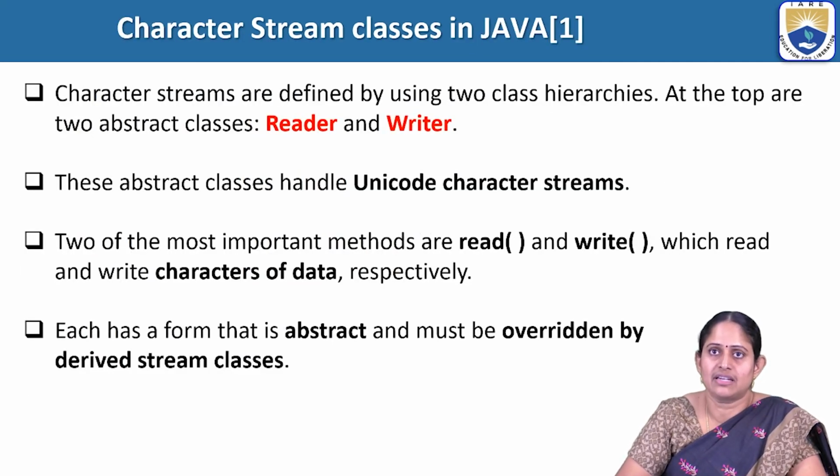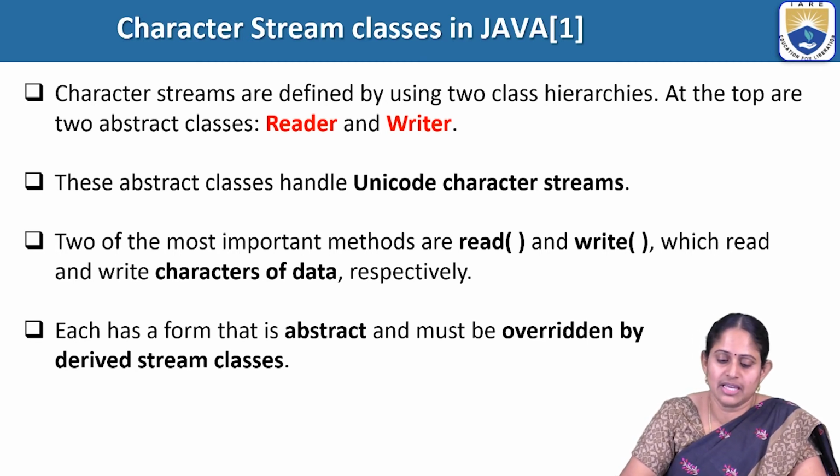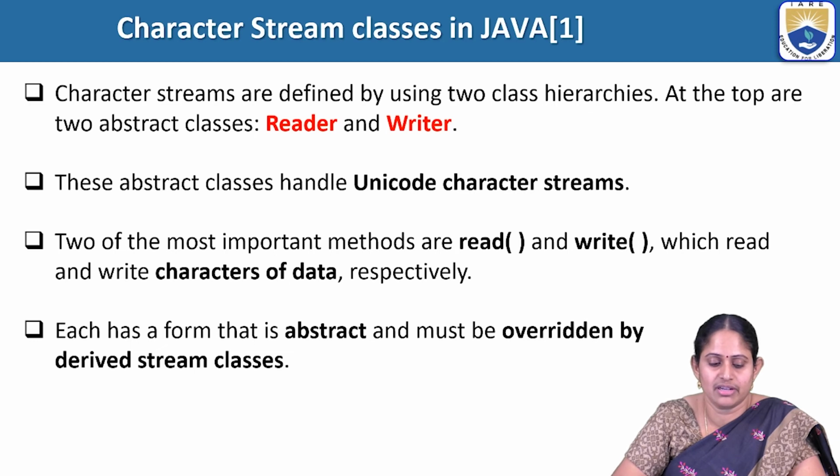Next, we have the character stream classes, which are meant to read characters. They again have two abstract classes, Reader and Writer. They always handle the Unicode character stream. In these also, there are two methods, read and write, which are generally used to read and write characters of data.